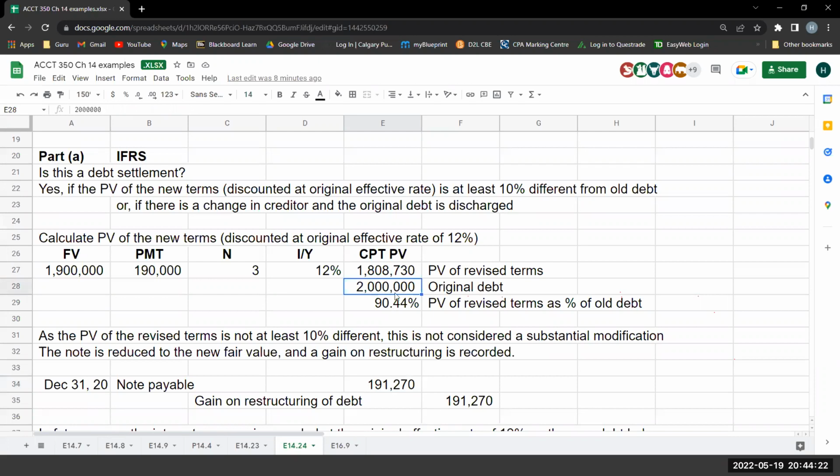The original amount was $2 million. Now that note is worth $1,808,730. My note went down, so debit the note. And because my loan went down, I'm able to record a gain on restructuring of debt, 191.27. Okay.